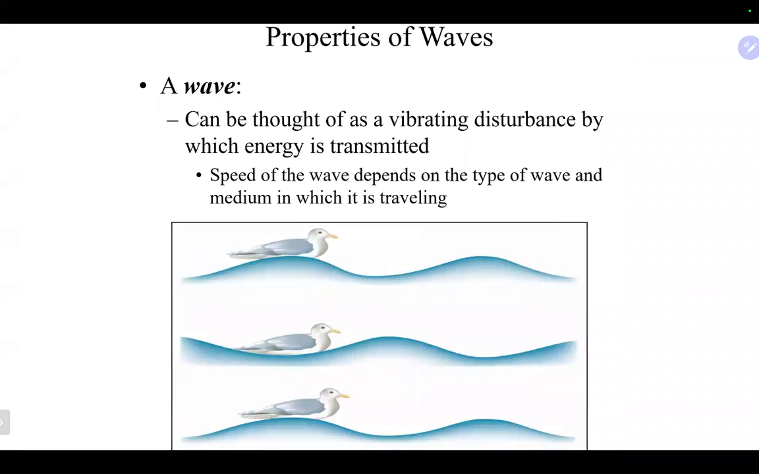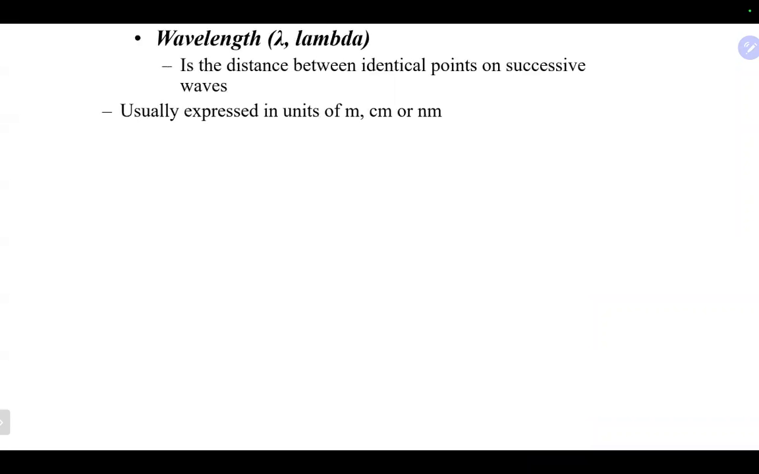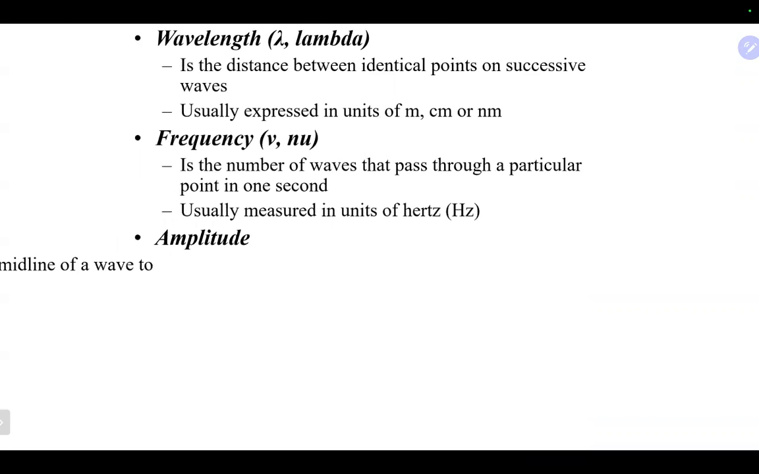A wave can be thought of as a vibrating disturbance by which energy is transmitted. The speed of the wave depends on the wave and where it's going. The wave is moving past our bird here as he's relaxing, and he's going up and down as the wave goes through. If you've been in the ocean and been hit by a wave, you know it has a lot of energy. So a lot of energy through space is transferred as waves. Seems like a good day to go to the beach. I don't know. So, some important parts of the wave. Let's talk about those.